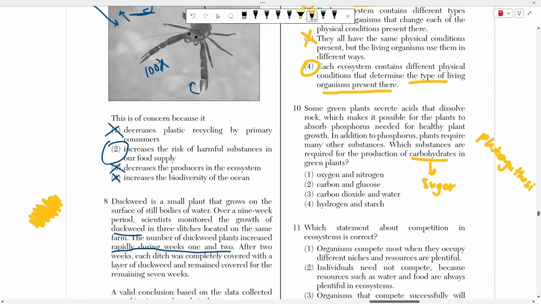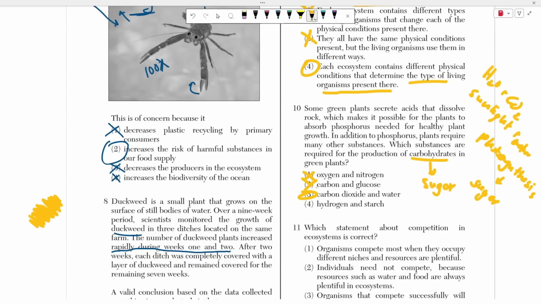Oh, didn't mean to do that, but photosynthesis produces sugar, and photosynthesis needs H2O plus CO2 plus sunlight plus water. Okay? So it's not going to be oxygen that you need. It's not going to be carbon and glucose that you need because it produces glucose, which is sugar. It's going to be carbon dioxide and water. So choice 10 has to be 3.